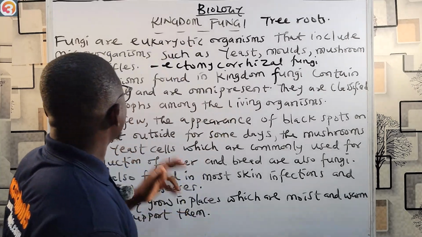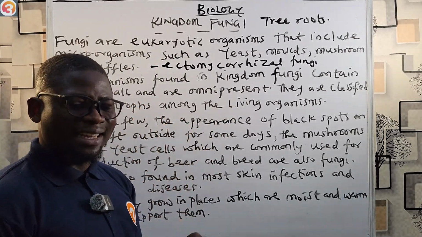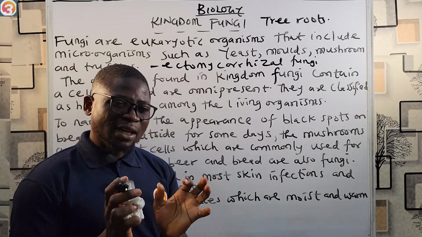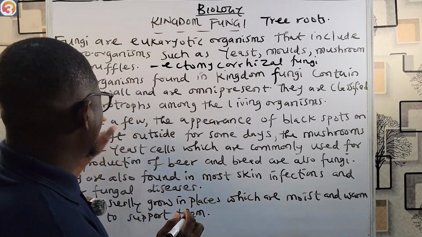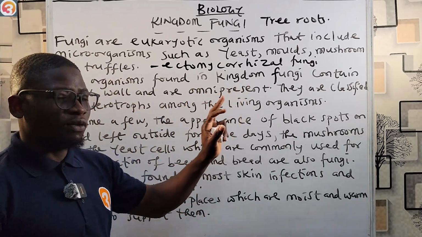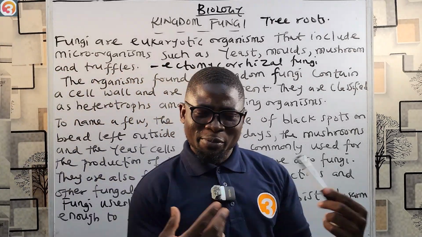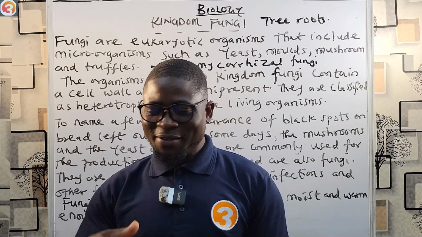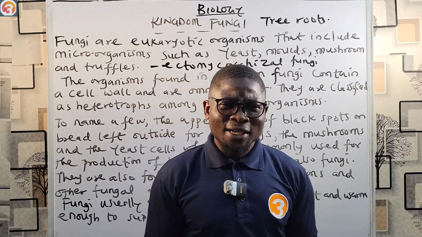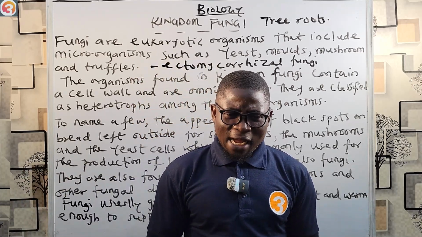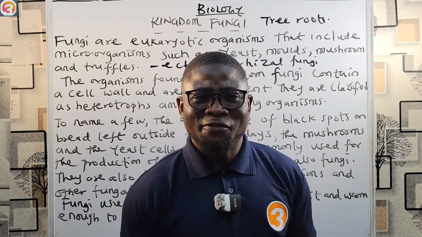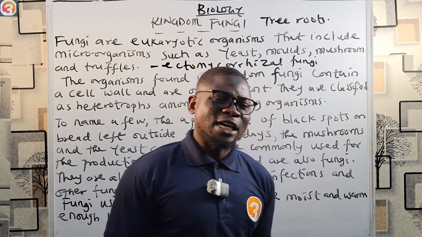Of course, the organisms found in fungi contain a cell wall, and they are omnipresent. As you can see here, the organisms found in kingdom fungi contain a cell wall and are omnipresent. So when we say omnipresent, you may reason back and say, only God is omnipresent. How are we going to use omnipresent for fungi? Well, fungi are also omnipresent.